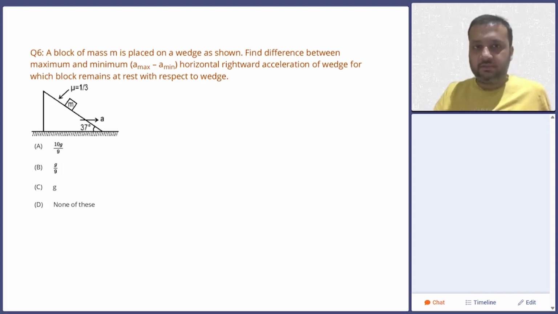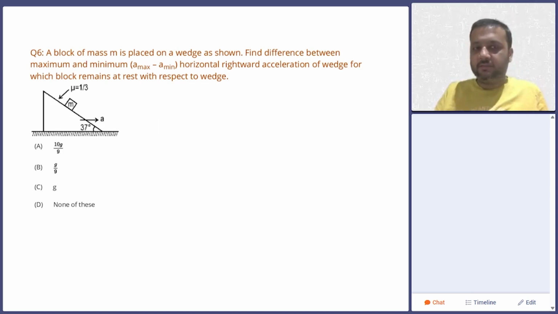Now, let us see this question here. What is happening here? This wedge is being accelerated at some value A, and we have to find the maximum or minimum value of A such that the block remains at rest. Let us first try to find the maximum value. Of course, if you try to accelerate the wedge at a very high value, then what will happen? In the frame of the wedge, let's assume.